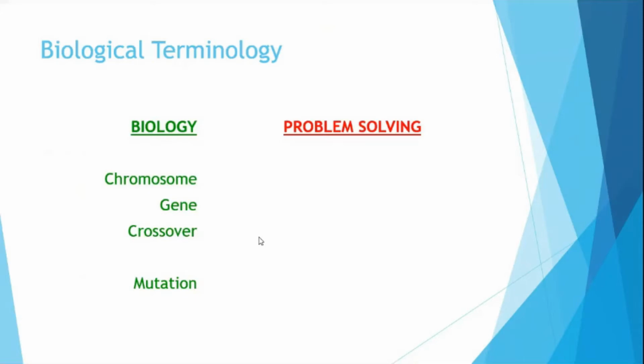In problem solving, a chromosome is equivalent to a candidate solution. As I said earlier, a chromosome is actually equivalent to an individual, that is a candidate solution itself. Then a gene is a value of a particular parameter in a candidate solution. A candidate solution consists of the values for all the parameters of that particular problem.